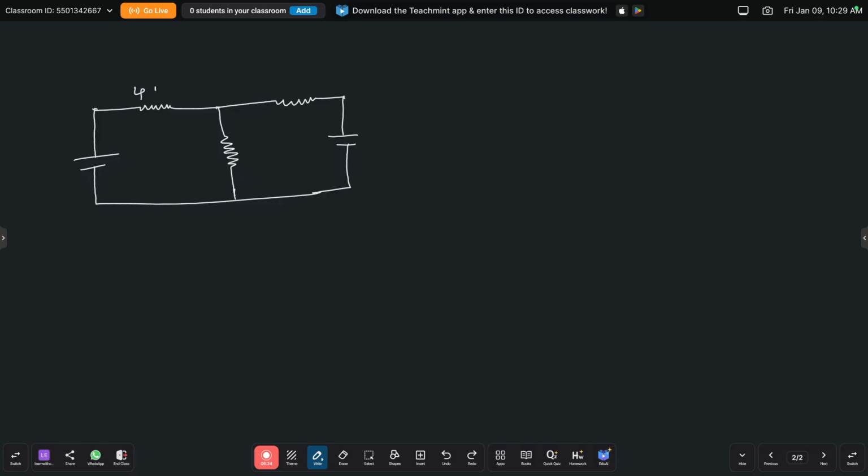Suppose this is the 4 ohm resistance, and here plus minus, and this voltage source is 20 volts, and in the middle this is the 16 ohm resistance, and this is the 24 ohm resistance, so positive and negative, and this is the second source. Suppose this second source is 30 volts. Suppose they are given a circuit like this, and the question is to find the current through the 16 ohm resistance.